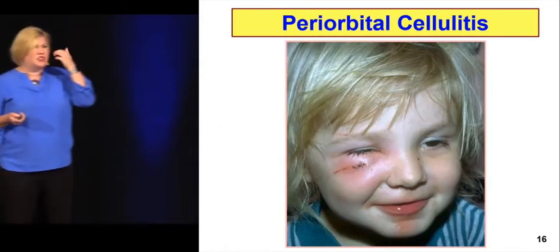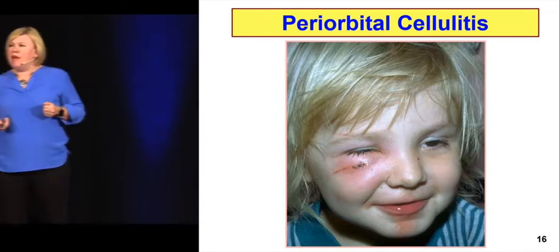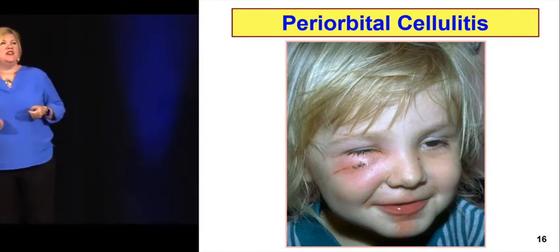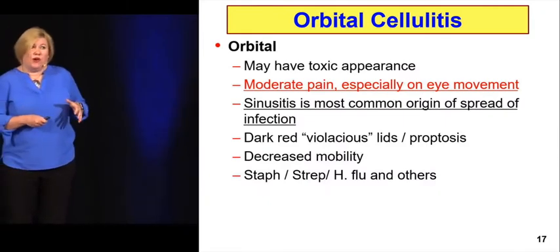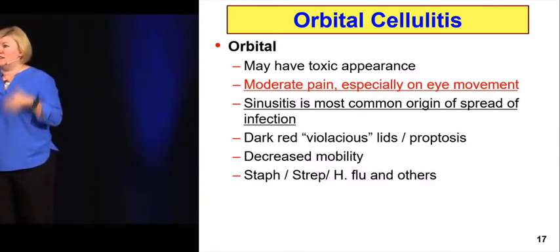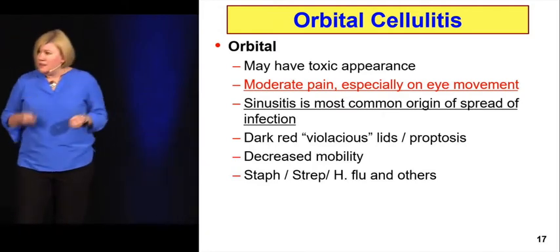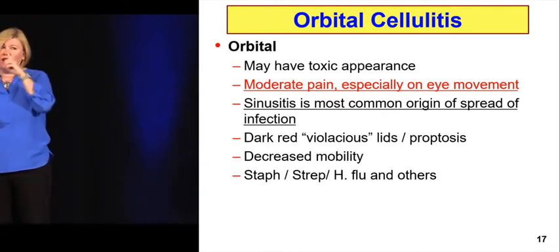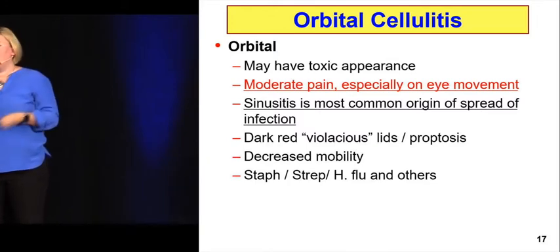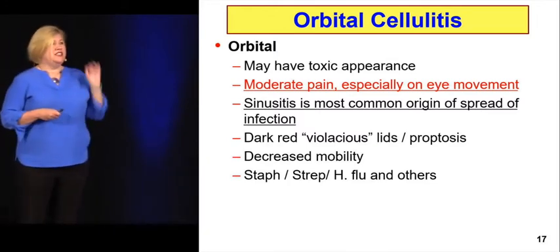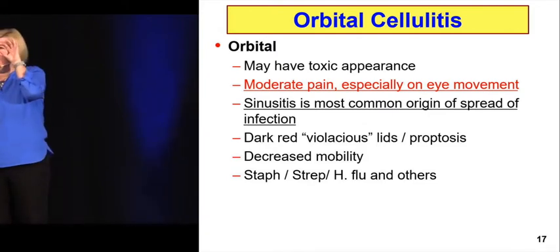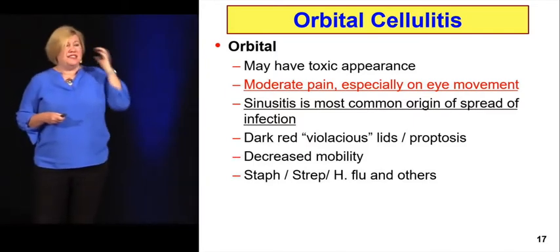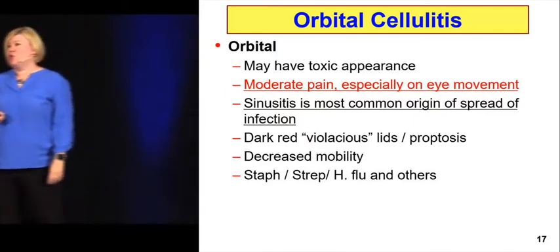Here's a kiddo, she's got a little swelling around the eye there, she looks pretty happy, she's not toxic, she's not going to tell you she has a ton of pain. Orbital cellulitis, especially at ABEM General, is a patient who looks really sick. This is a toxic appearing patient who's got some pain, especially as they move their globe around because of where that infection is located. Sinusitis is the most common origin of this infection. The lids look pretty dark, and often they have some proptosis described because of that swelling and where it's coming from. And decreased mobility may also be in the descriptor.